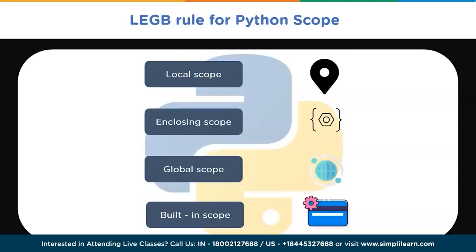Coming to global scope, the variable which can be accessed from anywhere in the program is known as the global scope. Such variables can be read inside or outside the function. Now the global scope is often implemented when we want to use the same variable name in the rest of the program. Coming to the final rule, which is B, that is built-in scope. So if a variable is not defined in local, enclosed or global scope, then Python looks for it in the built-in scope. Now this scope contains names such as keywords, functions, exceptions and other attributes that are built into Python.